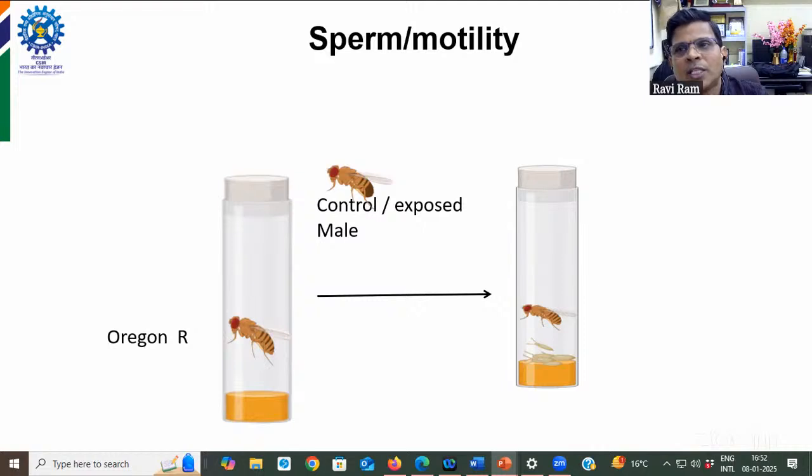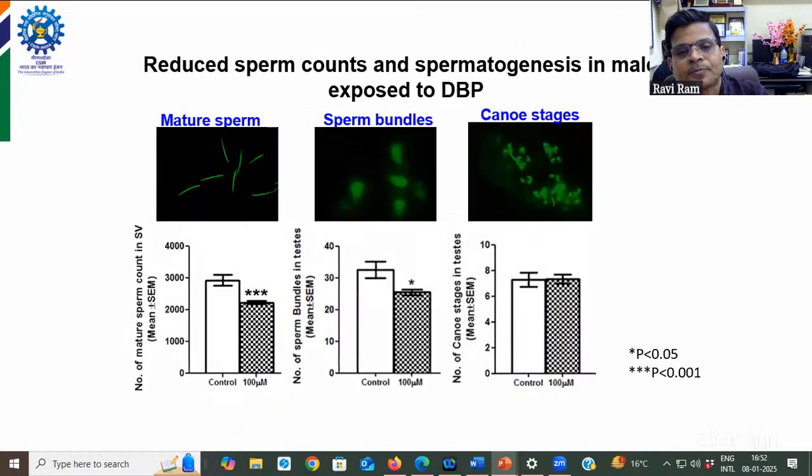In males, you look for the sperm production and spermatogenesis stages, whereas in the female, you start looking for the storage of sperm in the reproductive system. So as I said, we have these flies where the sperm are labeled with GFP.